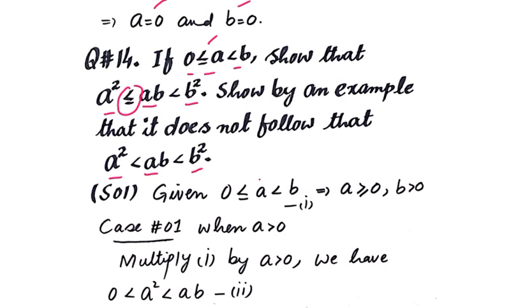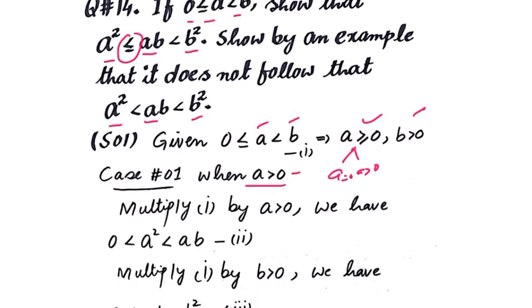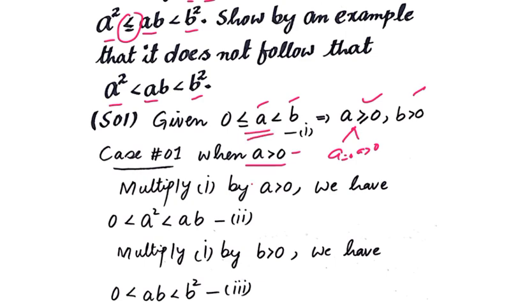Given 0 less than or equal to A less than B, this shows that A is greater than or equal to 0 and B is positive. Case number 1. I will divide this inequality into two cases, when A is 0 and when A is greater than 0. When A is greater than 0, we will consider inequality number 1 as 0 less than A less than B, because here we are considering A is greater than 0.